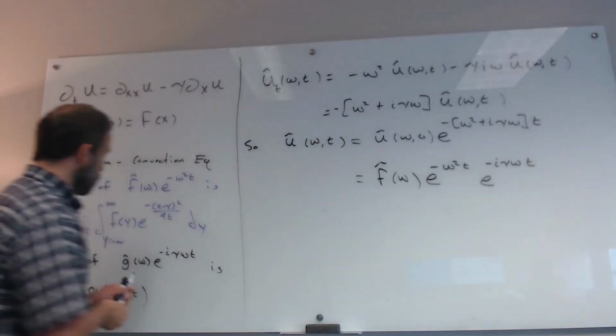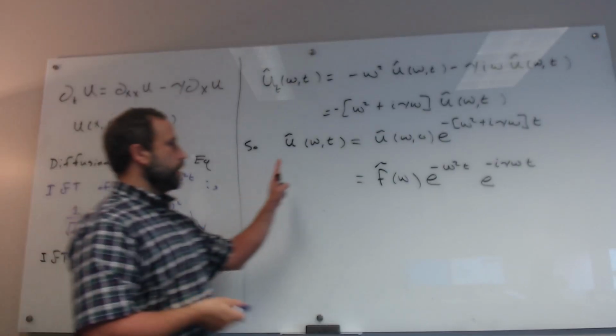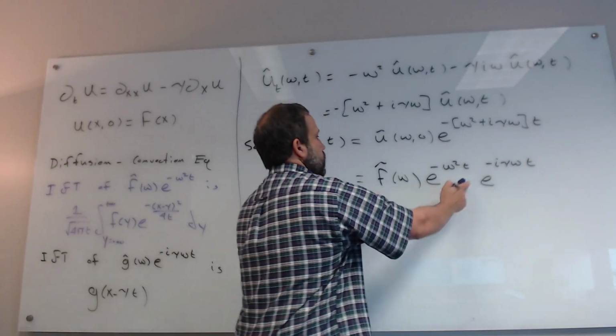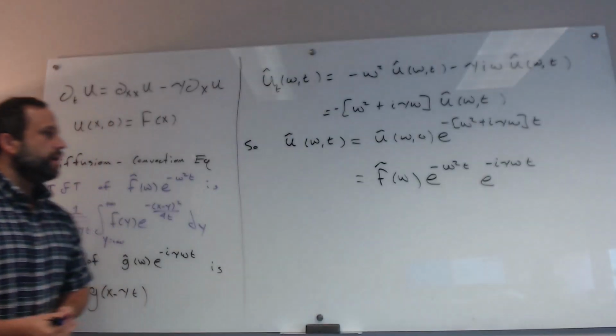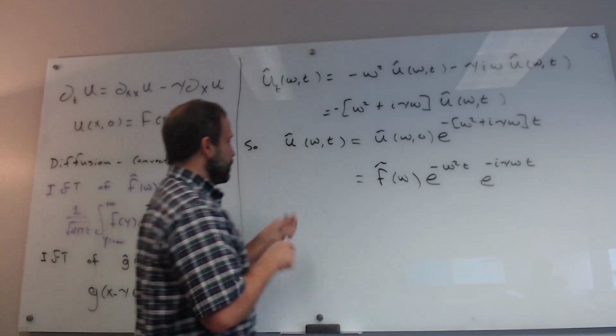Okay, so then we're going to combine these two rules here. I want to know the inverse Fourier transform of this whole thing. I know the inverse Fourier transform of that. So the inverse Fourier transform of this whole thing is just going to be this function, but instead of evaluating it at x, I'm going to evaluate it at x minus gamma t. And the inverse Fourier transform is the solution.